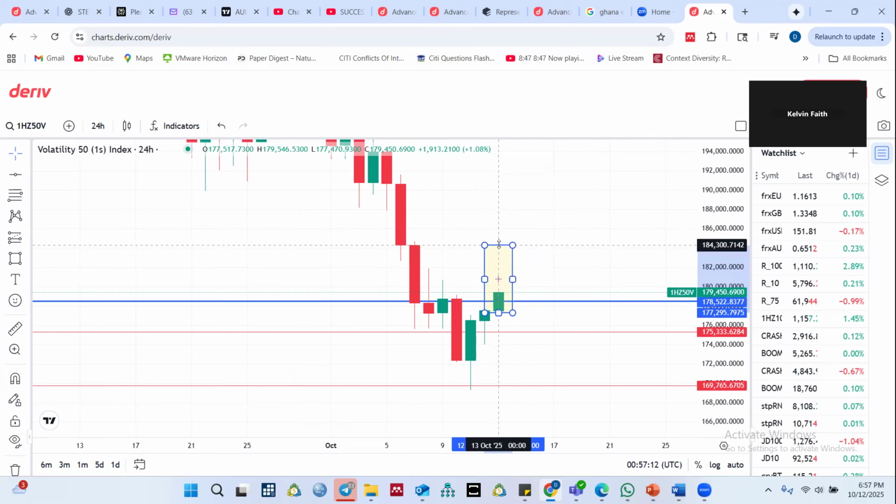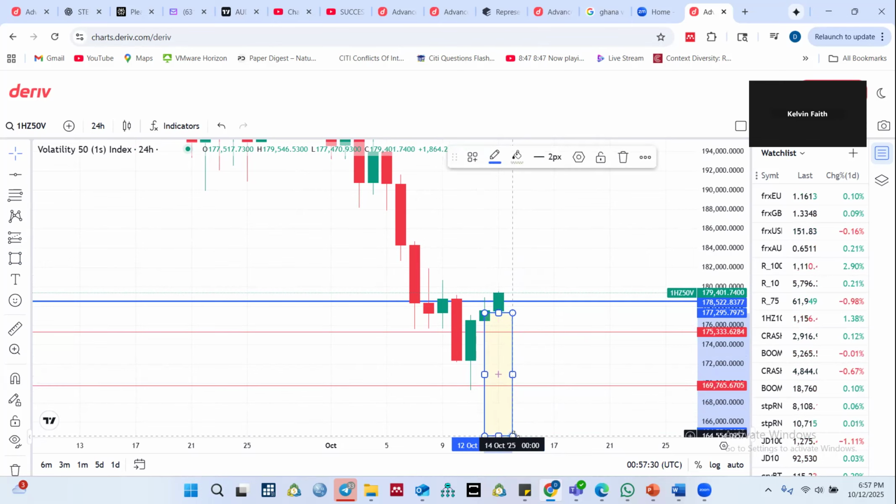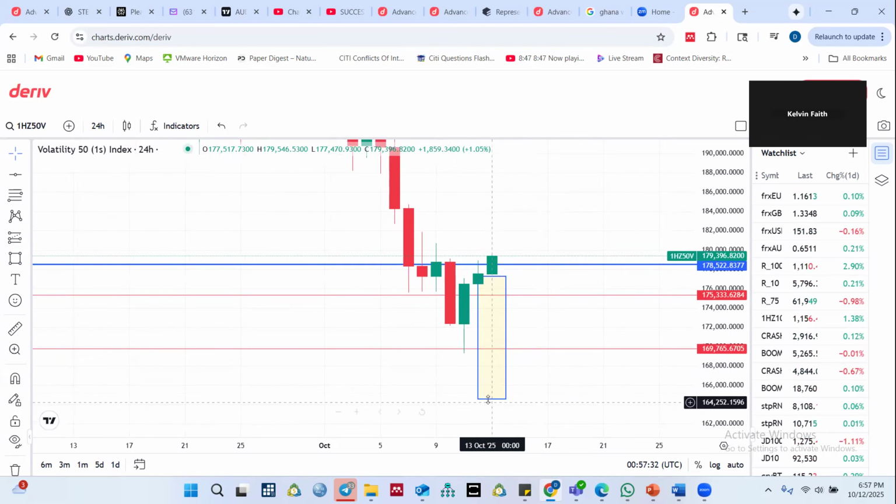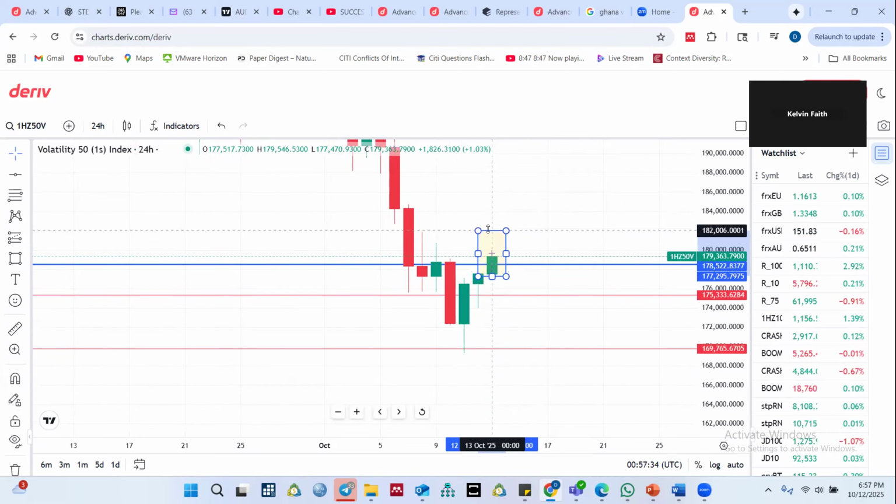Either it will go up and then shrink or reject and close below the blue line and the red line, so that the sellers will take control and push price to the downside. Or it will go up, probably come down to retest these areas, still reject, and go up and close above the blue line.